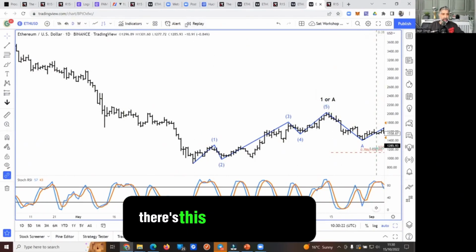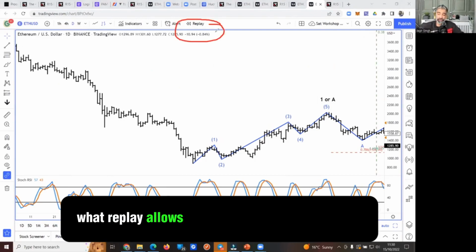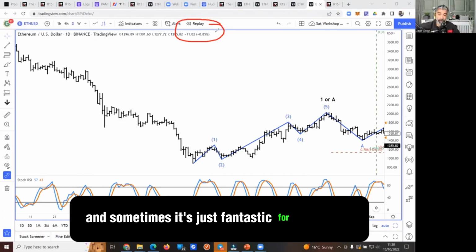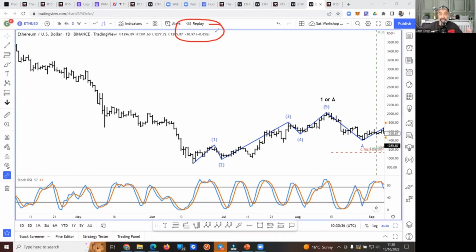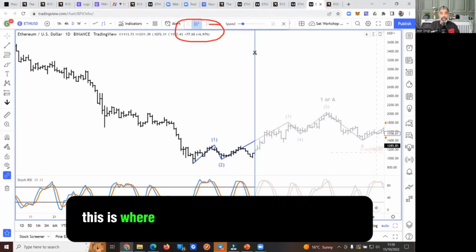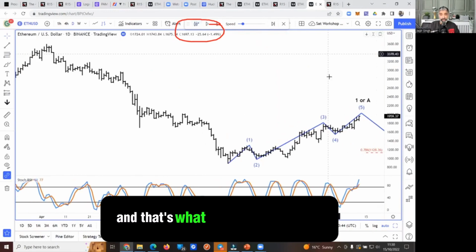TradingView is brilliant. There's this button over here, if you haven't used it before, called replay. And what replay allows you to do is take the data back and just test out your strategy. And sometimes it's just fantastic for practicing. And that's what we're going to use today. We're going to press this button, replay, and it says, where would you like to cut the data off from? And that's what we're going to do here.